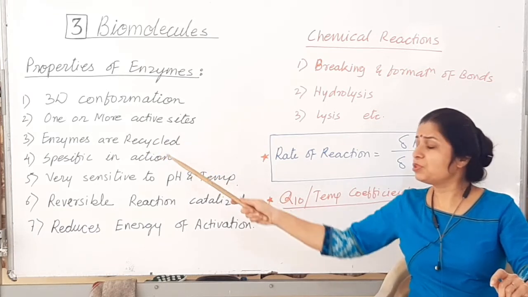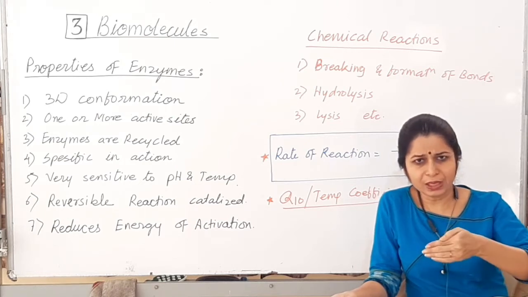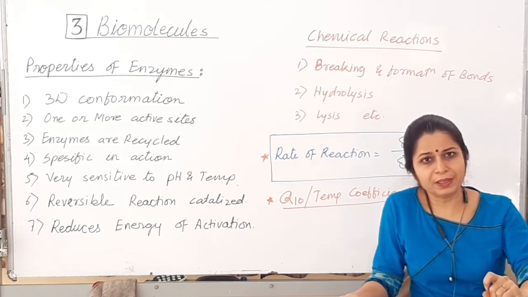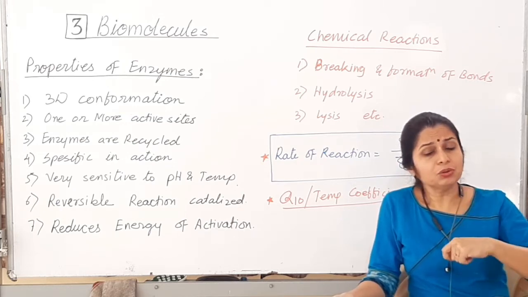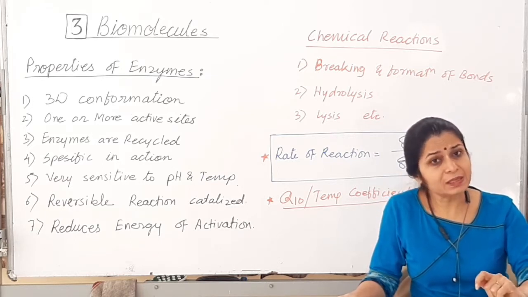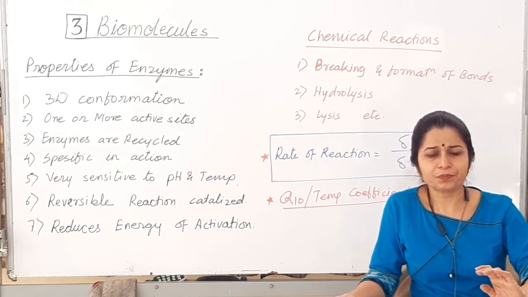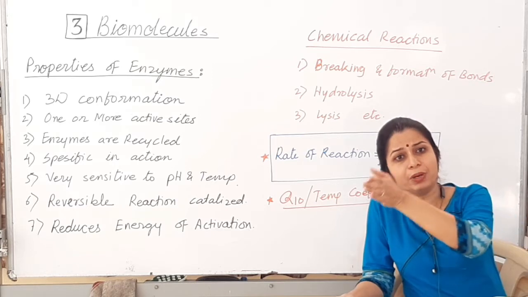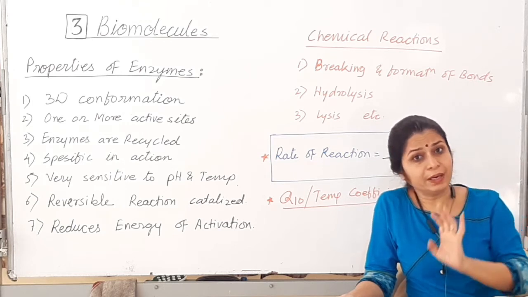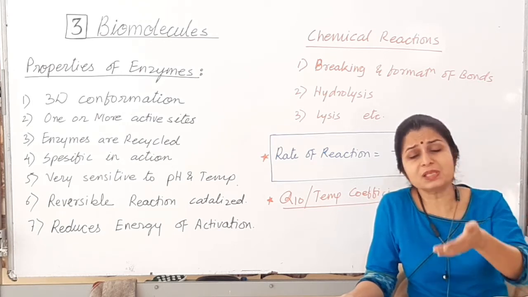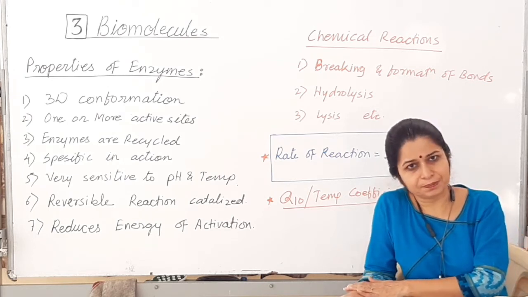Then next one, enzymes are recycled. Whenever enzyme participates in the chemical reaction, enzyme recognizes its own raw material. Then it binds to its active site. Okay, then there will be processing and you get end product. So raw material is converted to end product in presence of enzyme. Enzyme is released at the end of the chemical reaction. Enzymes are not processed in the chemical reaction. Enzymes are set free at the end of chemical reaction.